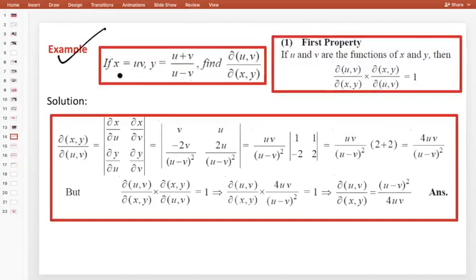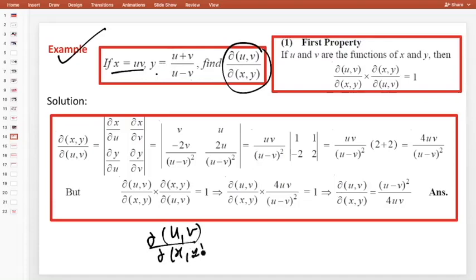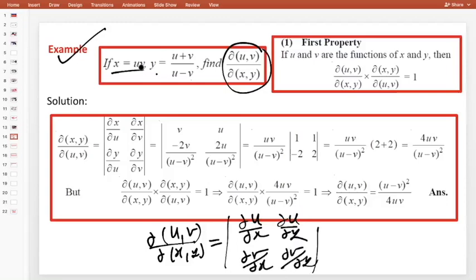So the first property says, if x is given as uv, y is given as u plus v upon u minus v. Now see, they are asking del uv upon del xy, but here u and v are not given in terms of x and y. We need u in terms of x and y, but here x is a function of u, v, and y is a function. If we have to calculate del uv upon del xy, then what is the condition? Basically we have to calculate del u by del x and del u by del y, and then del v by del x and del v by del y. But in this problem u is not given in terms of x; here x is given in terms of u, v.